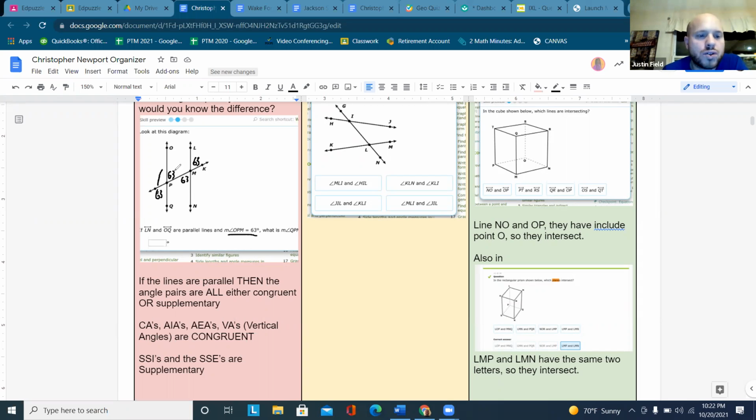But as you know, this is a linear pair, so we must do 180 minus 63. It's going to be 117. So we got a vertical angle here. That'll be 117. How about the corresponding angles? 117. Vertical angle there. We have all 8 angles.